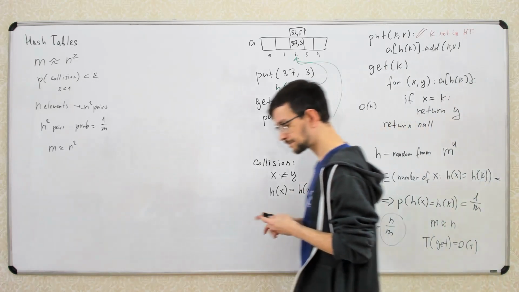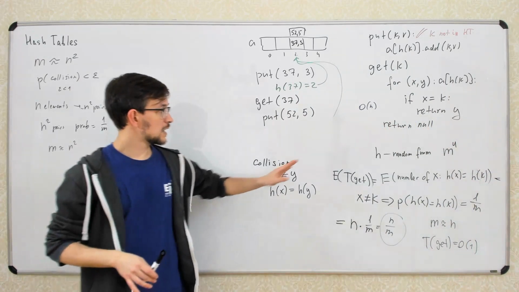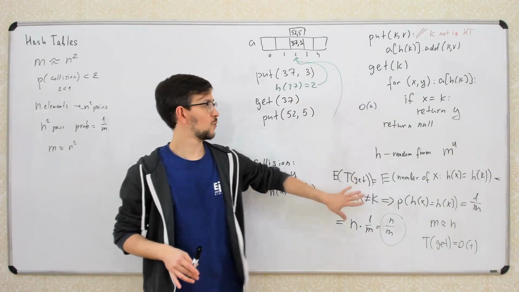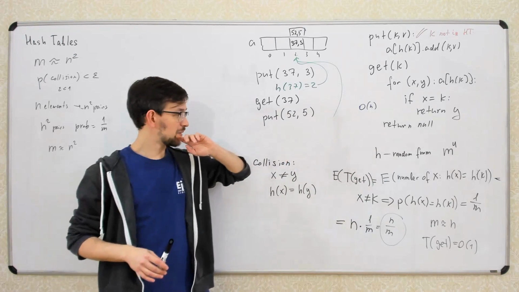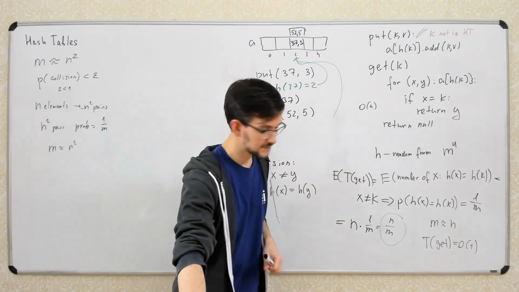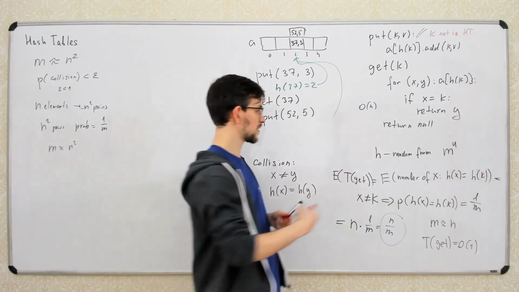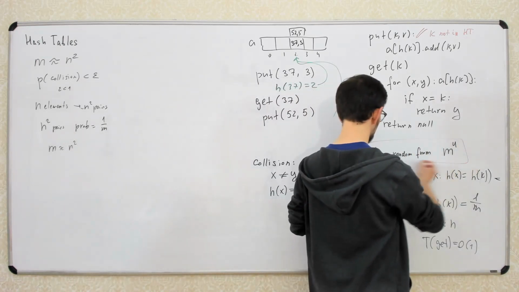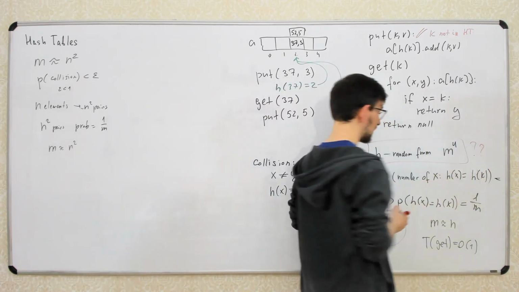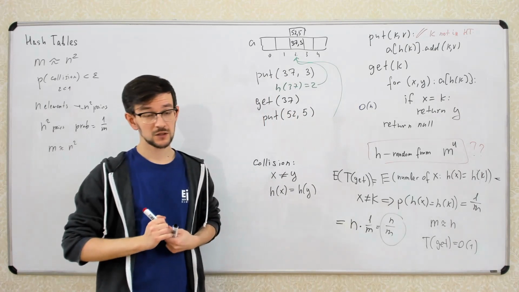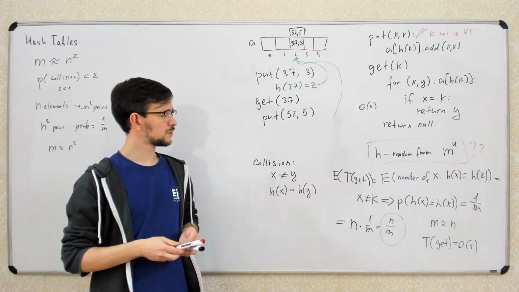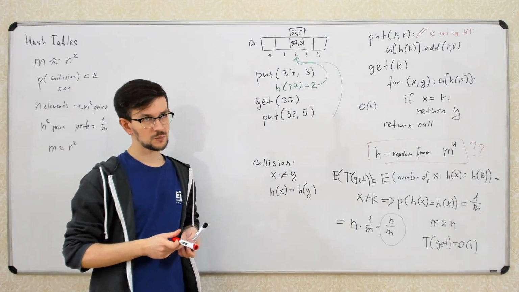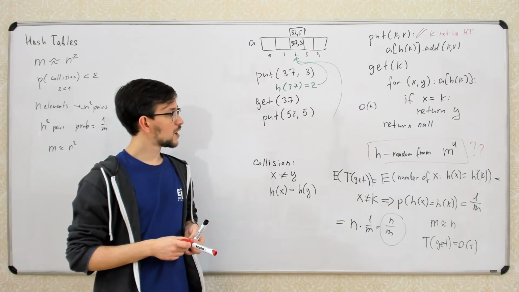Cool. Now, this all was a good theory, but in practice, you cannot pick the random function from all possible functions. How can you do it in practice? You cannot do it in practice. Maybe you can do it in practice, but I don't know how.